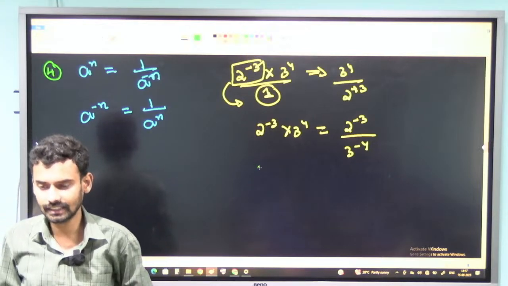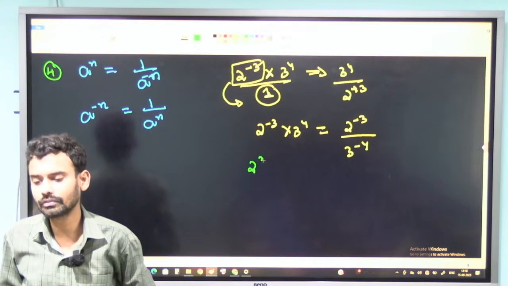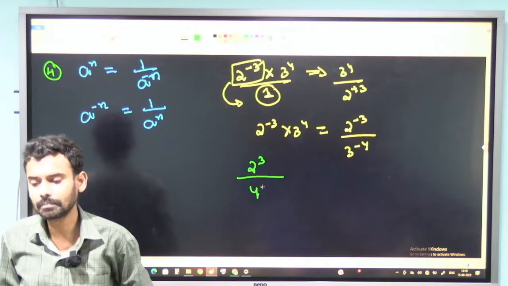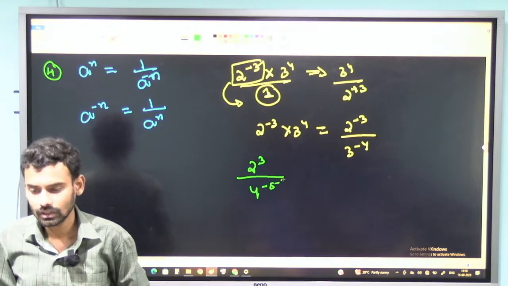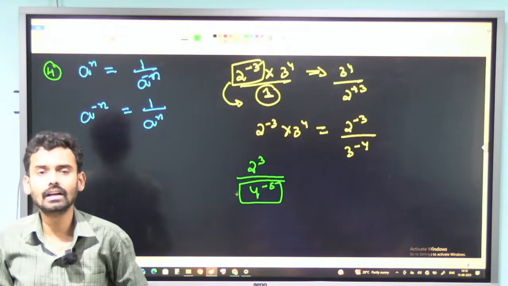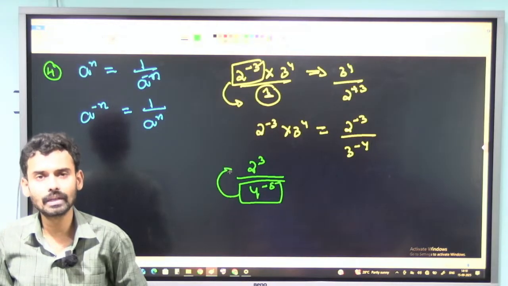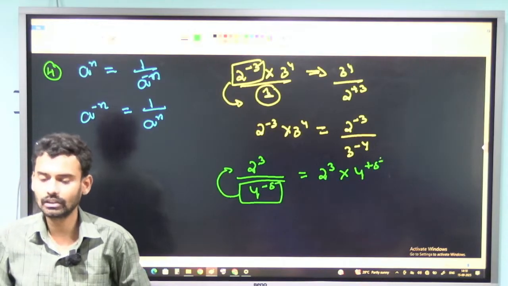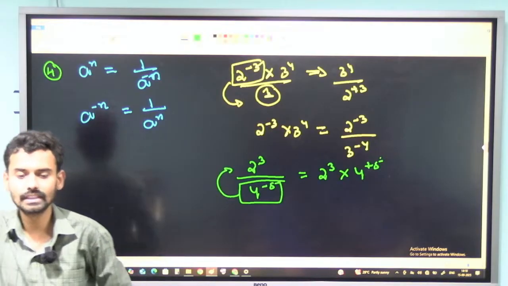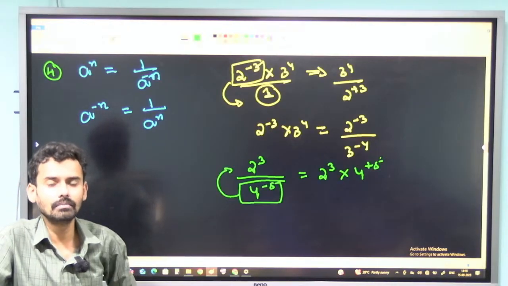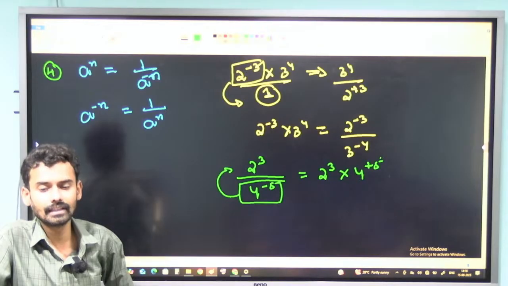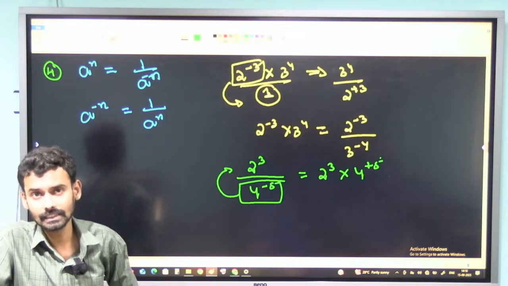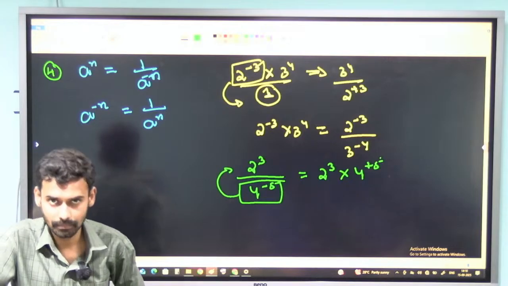Suppose the condition is like this: 2 to the power of 3 divided by 4 to the power of minus 5. Now, if I want to send this denominator term to the numerator, I need to change the sign, so it will become 2 to the power of 3 into 4 to the power of plus 5 instead of minus 5. So this is how, if we send one term from the numerator to the denominator, it will become minus. If the power is minus, it will become plus. If the power is plus, it will become minus.